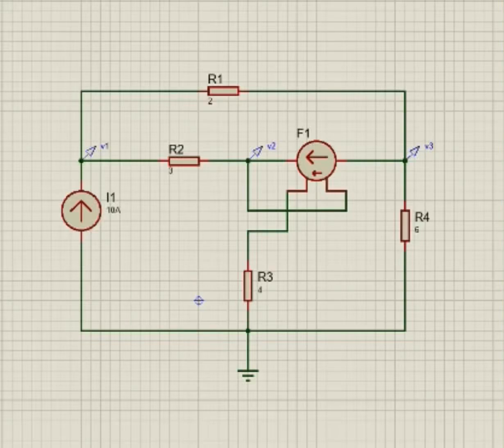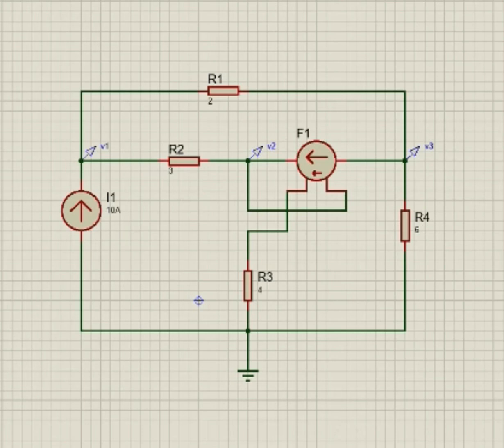Today I'm reviewing some circuits. We calculate them manually and then simulate in Proteus to see if our answers are correct or not. So basically in our first slide we will see that there are two current sources and four resistors. Resistor 1 has 2 ohms of resistance, R2 has 3, R3 has 4 and R4 has 6.